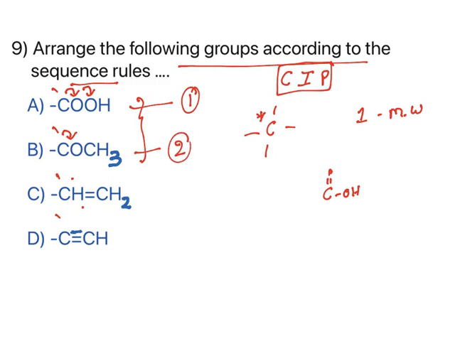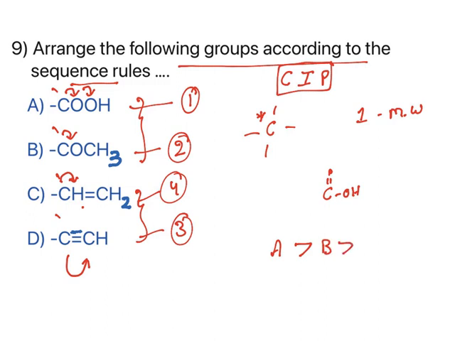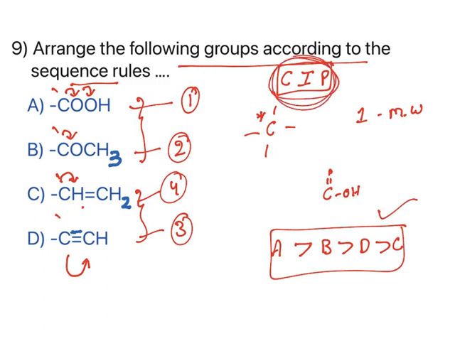Next priority is given to COCH3. In case of these two, a carbon is attached to hydrogen here, whereas carbon is attached to carbon here. Carbon has more atomic weight than hydrogen. So this one comes 3rd, and this one is 4th. So usually the order is like this. A has to be given priority, then B, then D, then C. So this is the right order. These are called the sequence rules, according to Cahn, Ingold and Prelog.